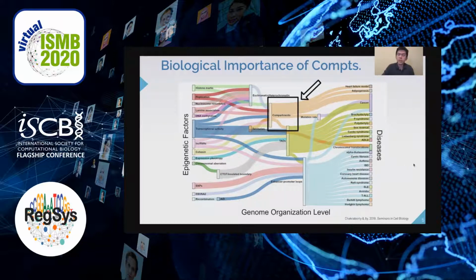In particular, compartment changes in the actual 3D organization of the genome are implicated in a wide variety of diseases, including cancer, including genetic disorders, and others listed here. As such, a better understanding of how compartments change can help us elucidate the mechanisms behind these diseases.